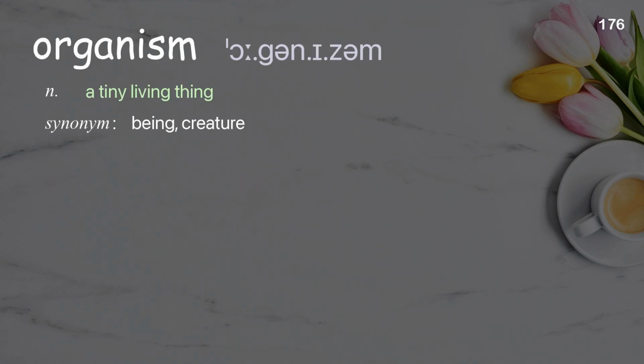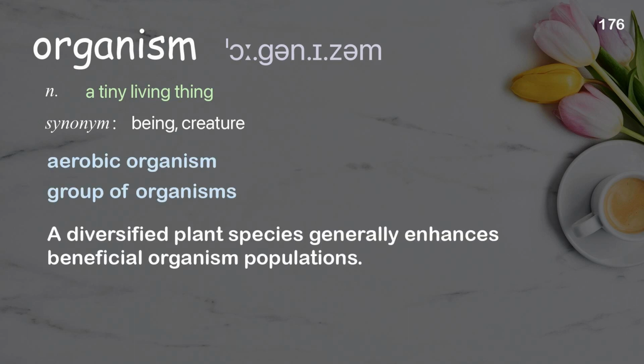Organism. A tiny living thing. Examples: Aerobic organism. Group of organisms. A diversified plant species generally enhances beneficial organism populations.